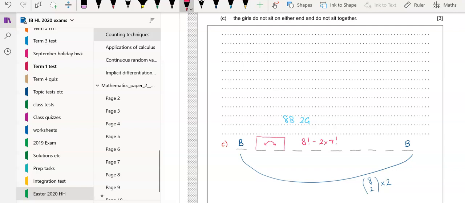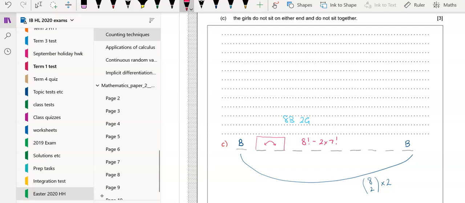Now what we're getting here is a bit of a hybrid approach in that at the bookends, we're counting the number of ways that we want the situation. So we're putting boys in those places because we can't have girls on those spots. Whereas in the middle, we're finding the number of ways of it not working and subtracting from the parent set, which is 8 factorial.